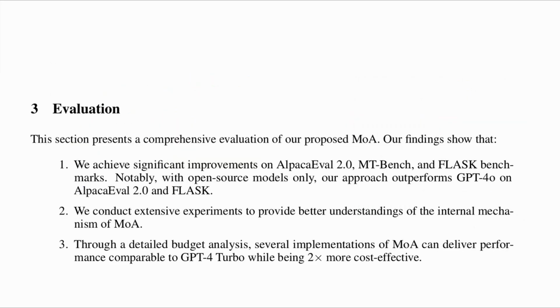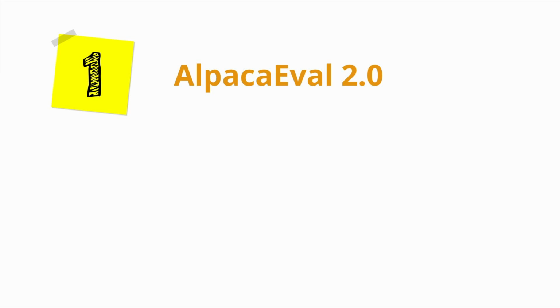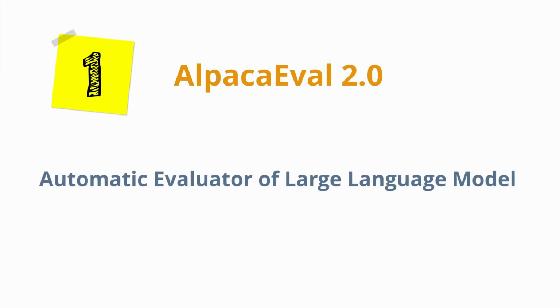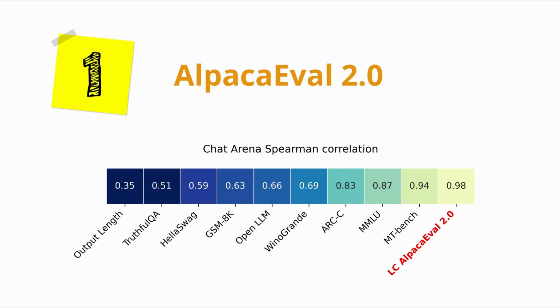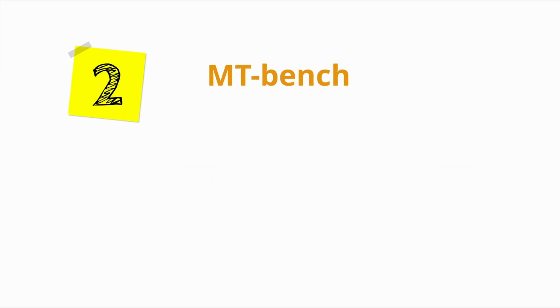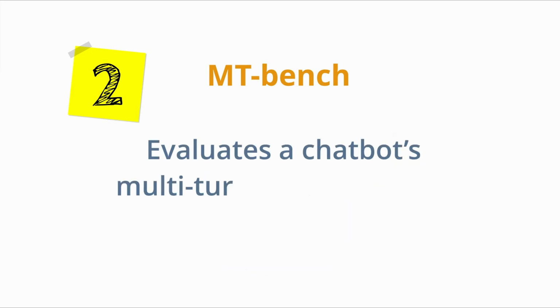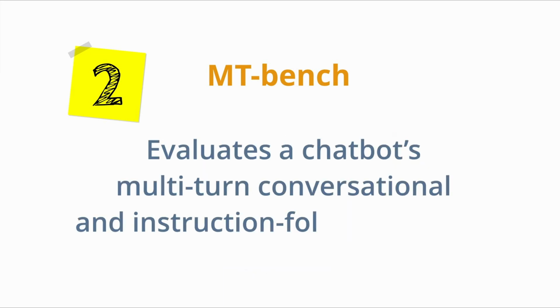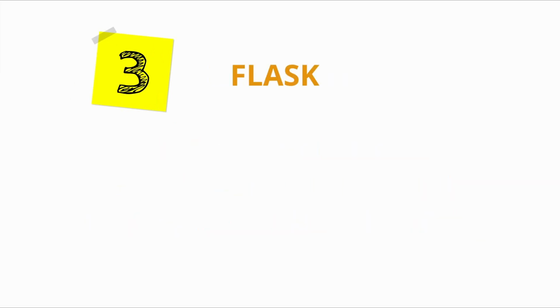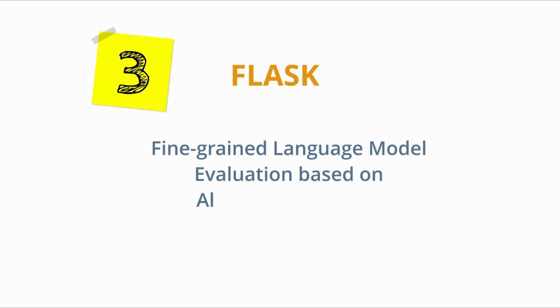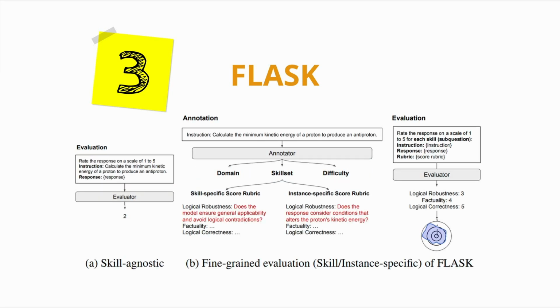The evaluation was done based on 3 benchmarks: Alpaca Eval 2.0, which is an automatic evaluator of large language models with a very high correlation with human performance; MT-Bench, which is a series of open-ended questions that evaluate a chatbot's multi-turn conversational and instruction-following ability; and the third benchmark, FLASK, or fine-grained language model evaluation based on alignment skill sets, which produces fine-grained scores for both human-based and model-based evaluation.